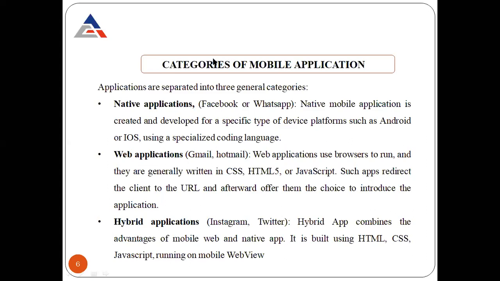And hybrid is the combination of both. The hybrid application combines the advantages of mobile web as well as native application. It is built using HTML, CSS, JavaScript, and runs on mobile web. So these are the various categories of mobile application that are used in designing the web application.